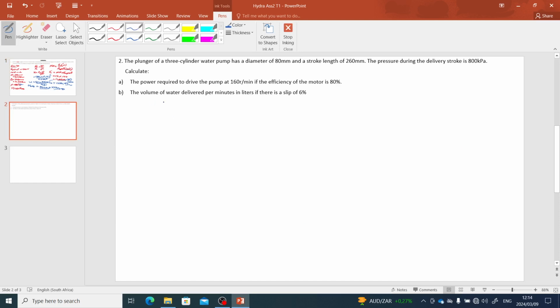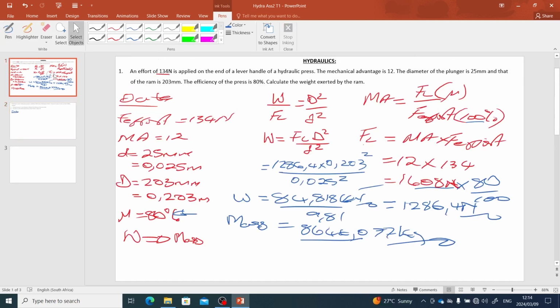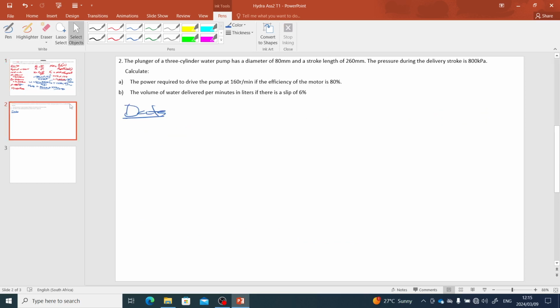Question 2. In question 2, let's take out the data. In the first question, we dealt with the hand plunger pump. Now in question 2, we are dealing with the piston pump. Let's take out the given information. The plunger has 3 cylinders, C equals 3. There are 3 cylinders connected to a crankshaft, and each diameter is 80. The stroke length is 260.